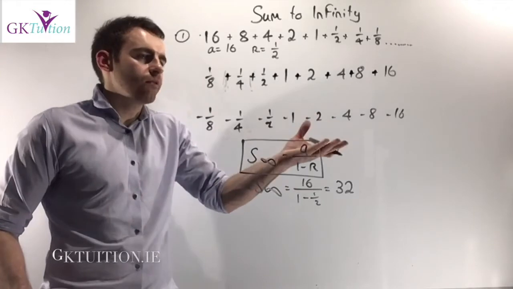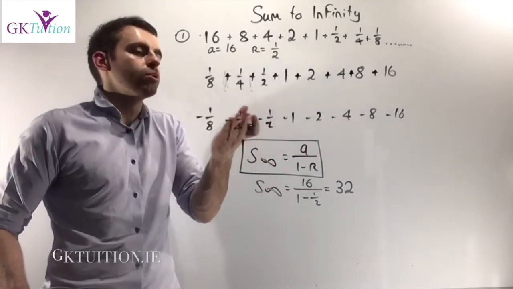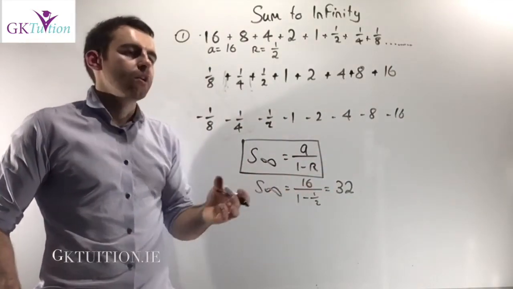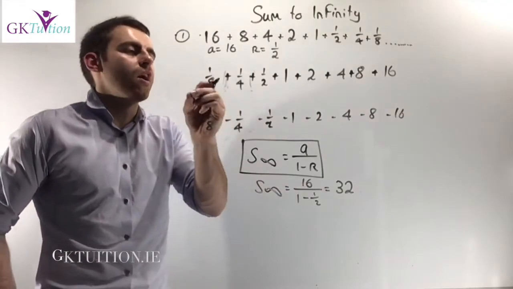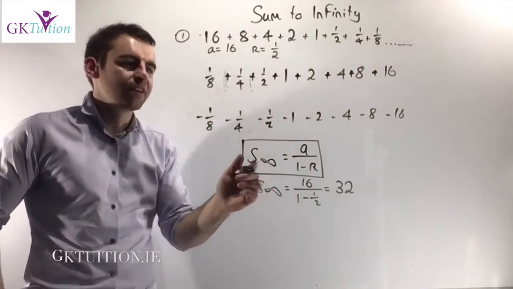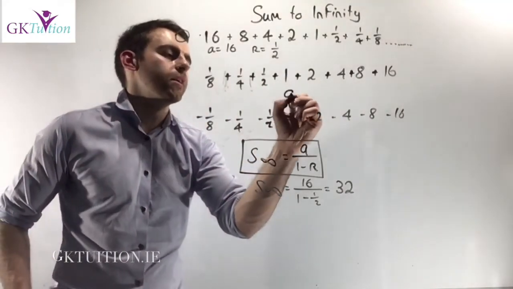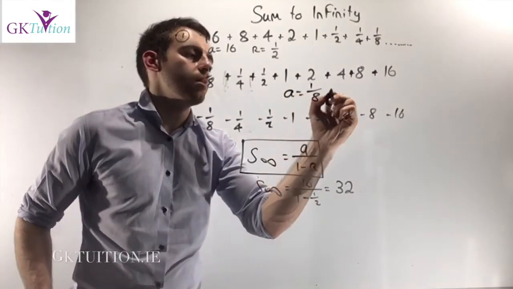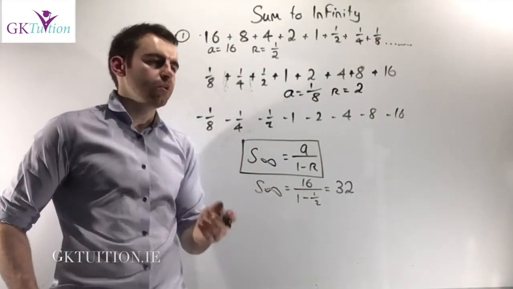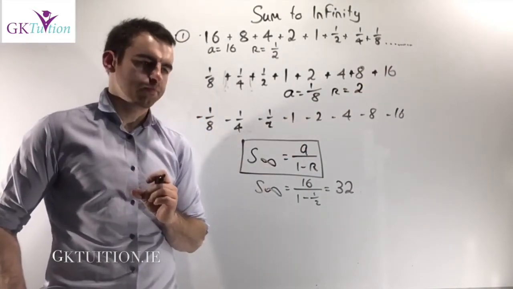If this goes on forever, the sequence has no limit. The numbers are approaching infinity. There's no limit to this one. So because the numbers are going further away from 0, because they're getting bigger, you cannot get a sum to infinity for that one. Clearly the first term here is 1/8. The common ratio in this case is 2. Because the common ratio is 2, this time we cannot get the sum to infinity of this geometric series.